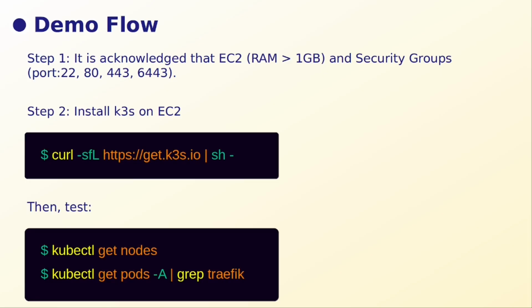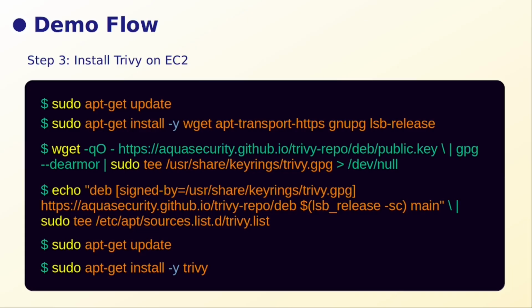Step 2. Install K3S on EC2. Run the following command to install K3S. Run the curl command, then verify the installation. Run the kubectl command. This confirms that Kubernetes is running and Traefik is active. Step 3. Install Trivy on EC2. Install Trivy for security scanning. Run this command.